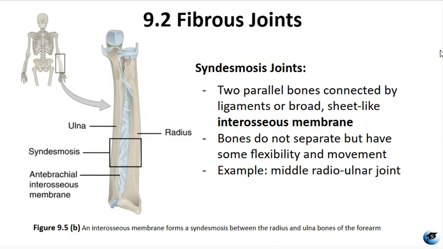Syndesmosis is observed notably in the forearm and leg. This is where bones are separated, but they're held together by ligaments or interosseous membranes. While providing stability, they permit limited movement, classified as amphiarthrosis, and this type of joint is important for functions such as weight bearing and limb mobility.